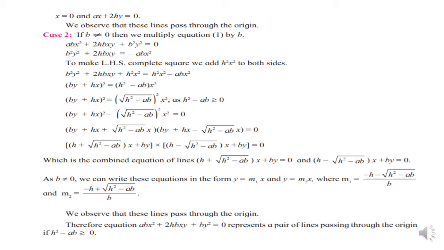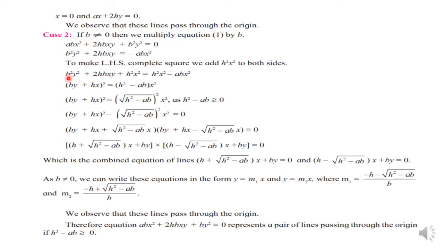Now in case 2, if b is not equal to 0, then what? Does it represent a pair of lines? Let us see it over here. If b is not equal to 0, then we take equation 1, that is ax square plus 2hxy plus by square, and we multiply it by b. So we get abx square plus 2hbxy plus b square y square is equal to 0. Take this abx square to the RHS. So we get b square y square plus 2hbxy is equal to minus abx square.